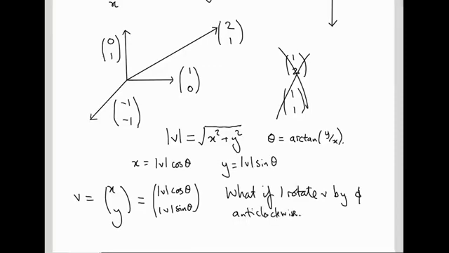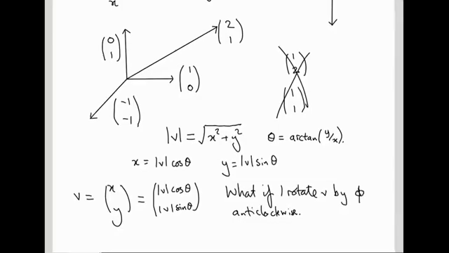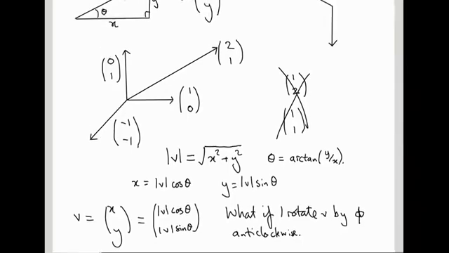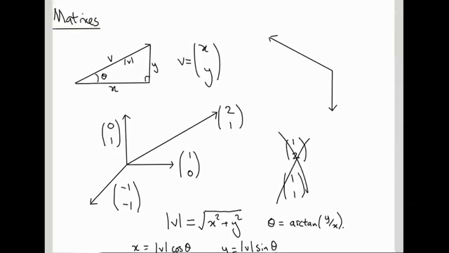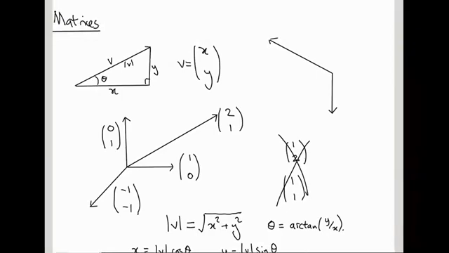Now you just have to get used to the fact that mathematicians like the direction anti-clockwise more than clockwise, for some, I guess, historical reasons. So we're going to stick with that convention. What happens if we rotate v by an angle phi anti-clockwise, this way? We get a new vector w, and I want to know how to express w in terms of v and this angle phi.